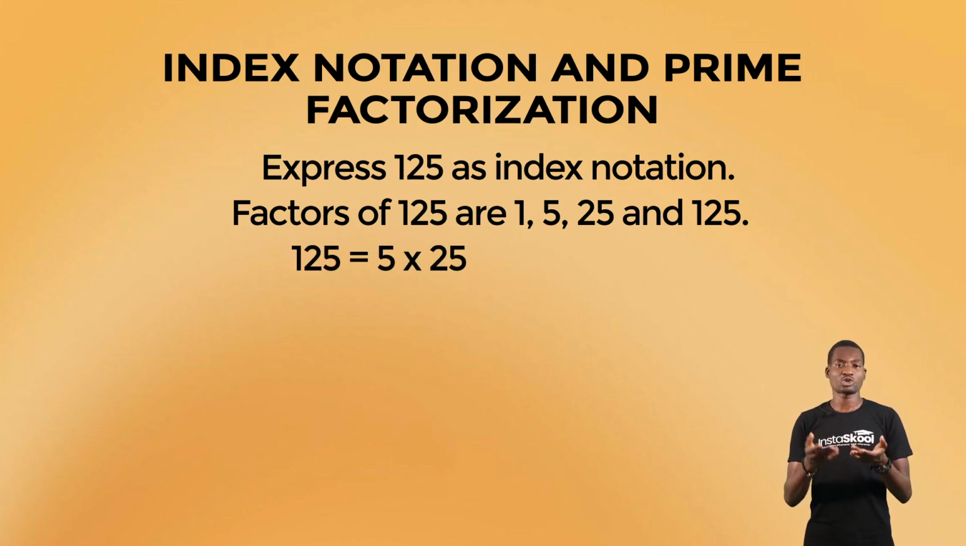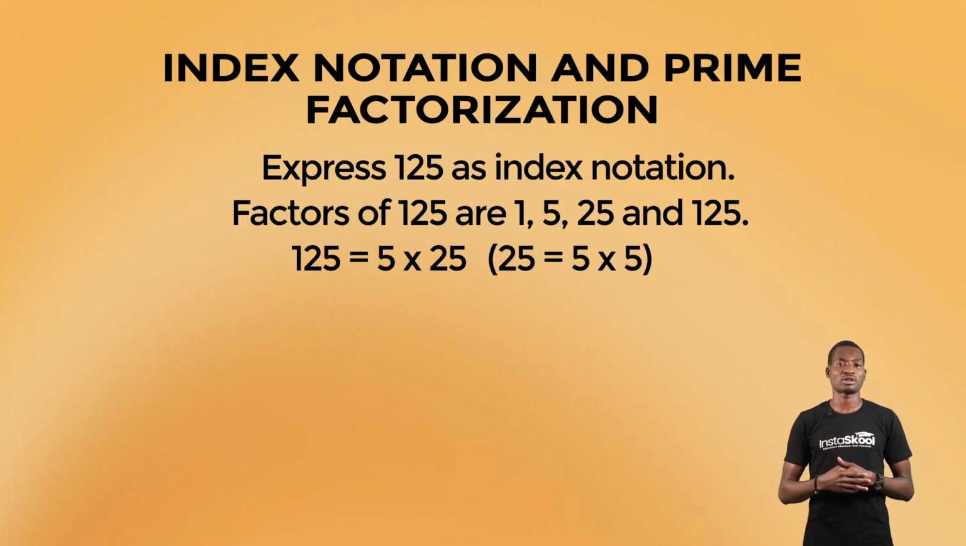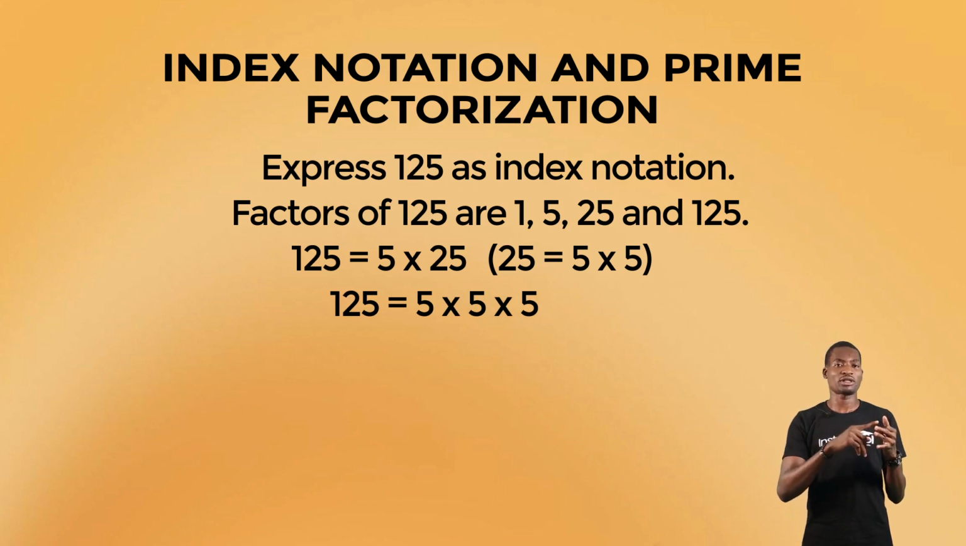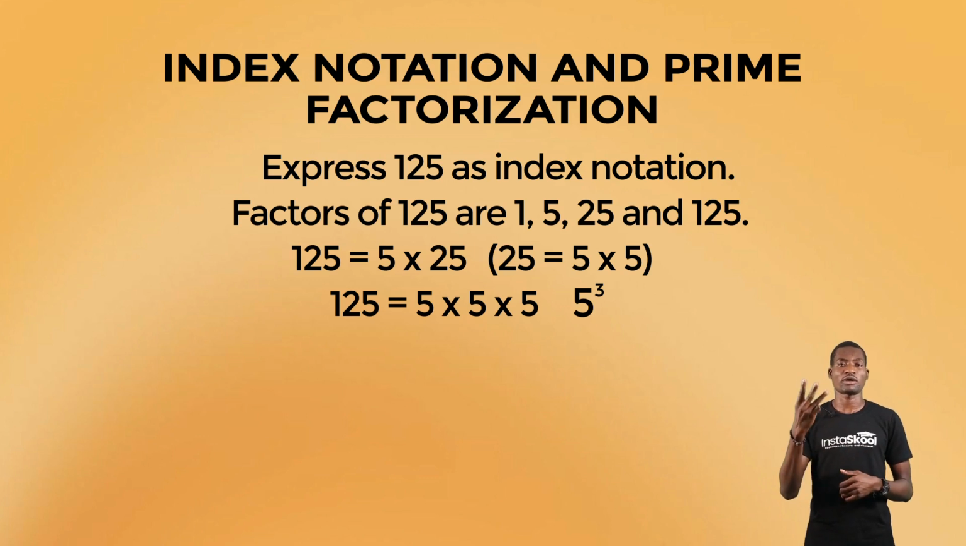Now I need to break down 25 into its own factor, and that is also another 5 multiplied by another 5 to get 25. So in index notation, 125 can be written as 5 multiplied by 5 multiplied by another 5. That is 3 5's that we are multiplying together. So in index notation, we write that as 5 raised to the power 3. So it means that 125 is 5 raised to the power of 3.